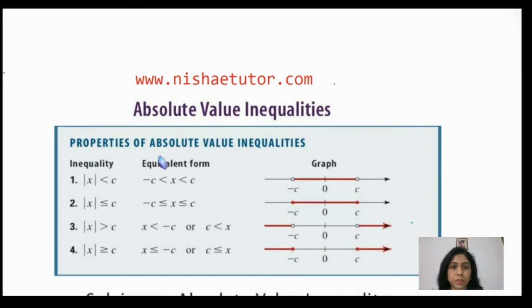Here, given the properties of absolute value inequalities, there are two types of inequalities. If the absolute value is less than or equal to any constant number, then we can write it in this form. The equivalent form is minus c to plus c. Here x is between minus c and c. If there is an equal to sign, you can include it, and we graph it like this.